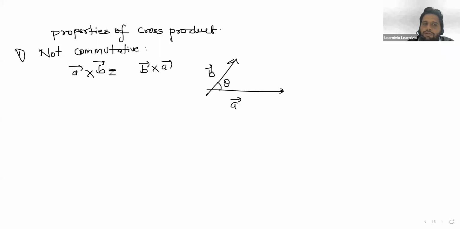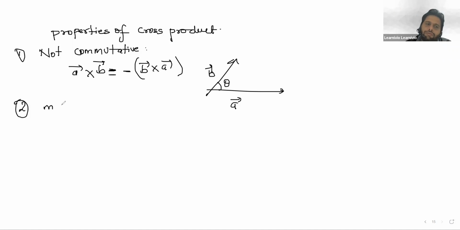So I will write it like this: A cross B is equal to minus of B cross A. I hope everyone understood this. By putting a negative, I am changing the direction. A cross B has the direction outward, B cross A has the direction inward. So the direction is opposite. That's why I'm putting a negative sign here.